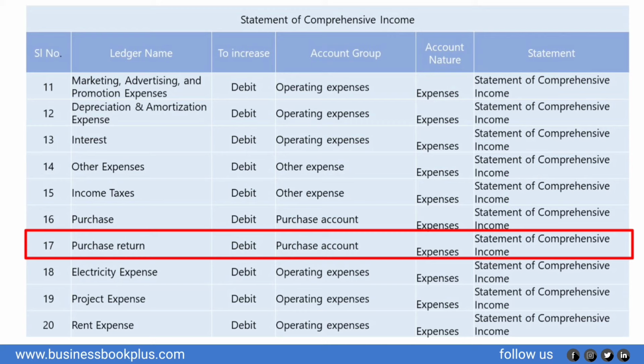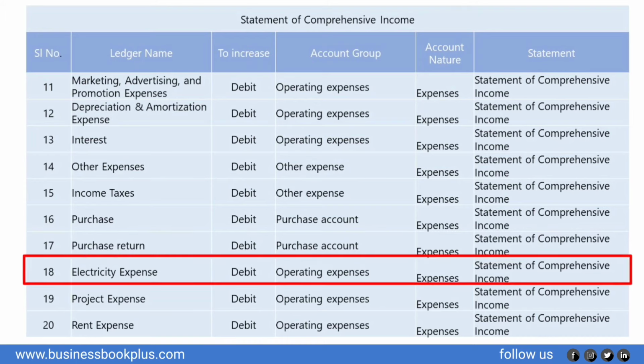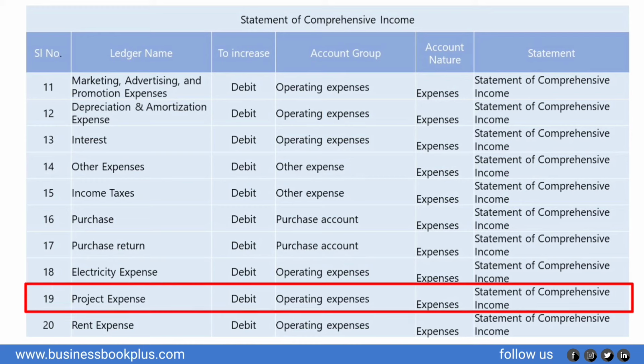Purchase return. Increases when debited. Account group purchase account. Account nature expenses. Affects the statement of comprehensive income. Electricity expense. Increases with debit. Comes under operating expenses account group. Nature is expenses. Affects the statement of comprehensive income. Project expense. Increases when debited. Account group operating expenses. Account nature expenses. Affects the statement of comprehensive income.